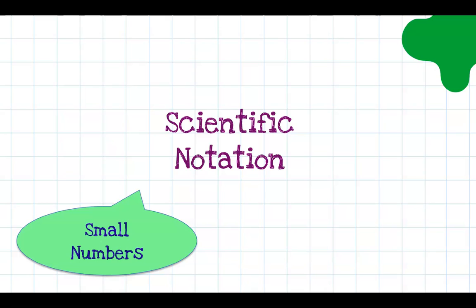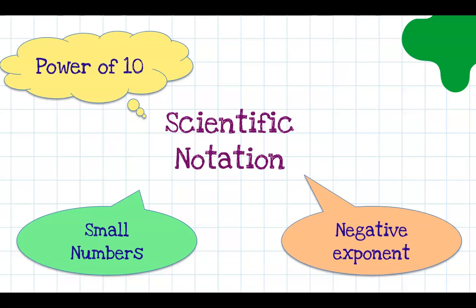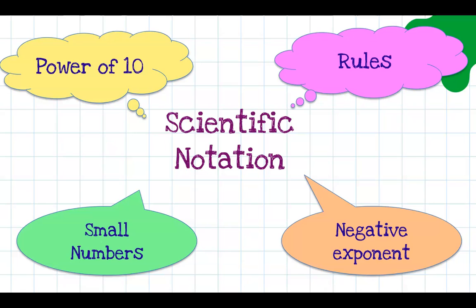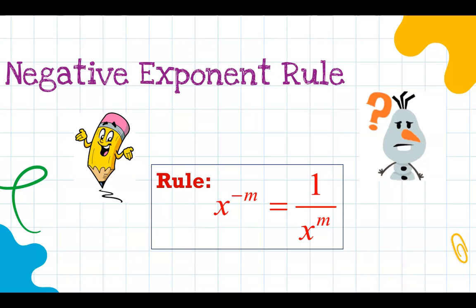This time we're going to talk about very small numbers, specifically decimal numbers. This again will use the power of 10, and this will use negative exponent. And again, we're going to look at rules as our key concept for this unit. So here, we're going to use the exponent rule for negative exponent.